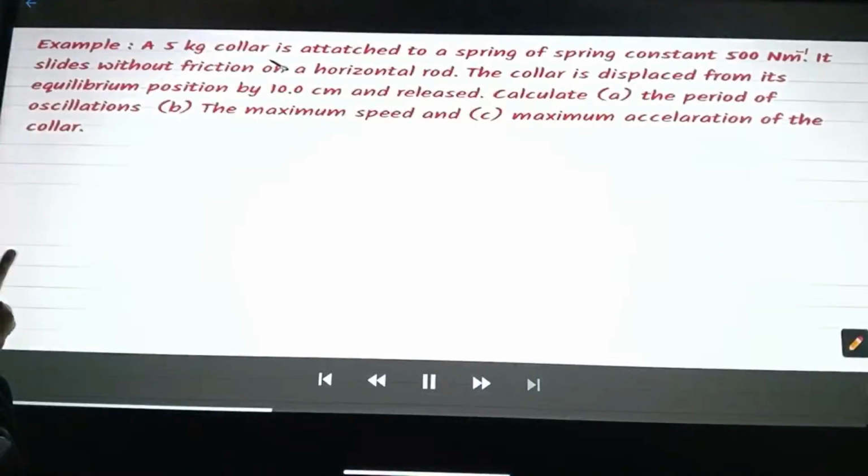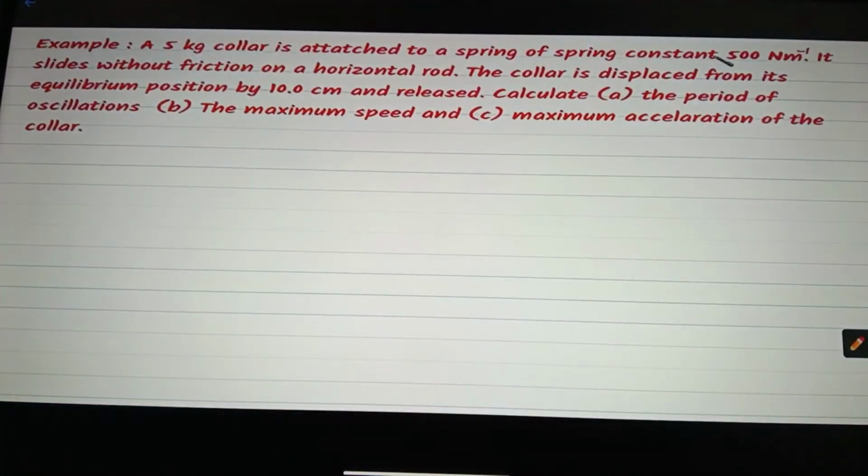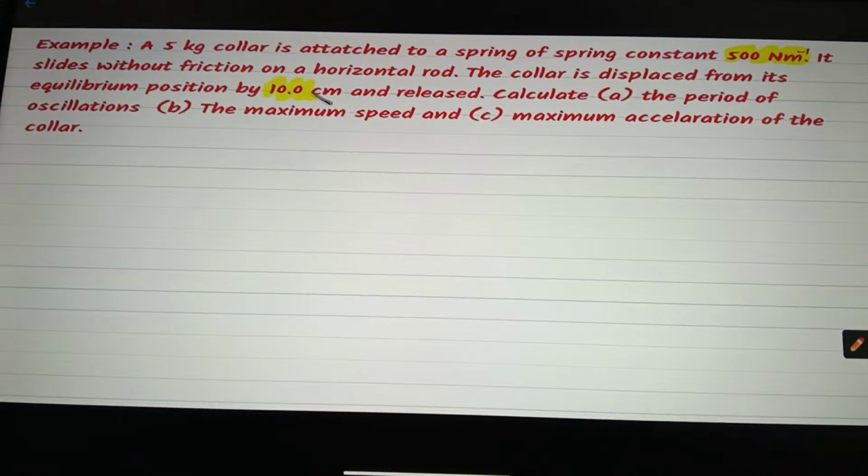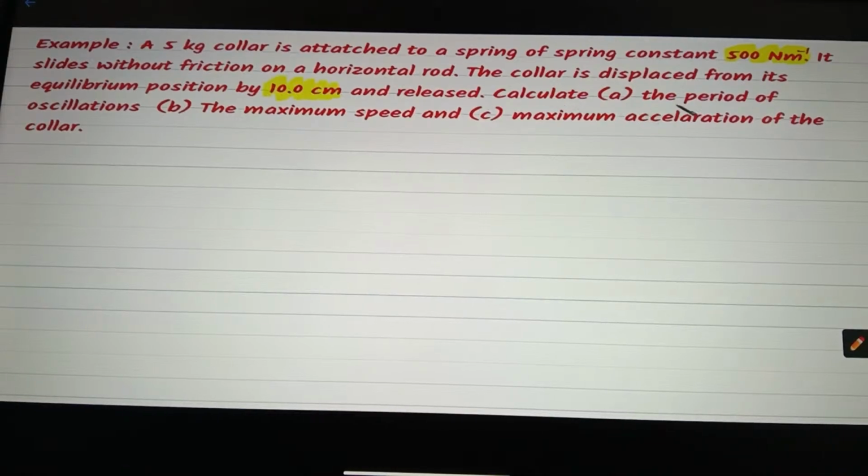Let's do this question. A 5 kg collar is attached to a spring of spring constant 500 Newton per meter. It slides without friction on a horizontal rod. The collar is displaced from its equilibrium position by 10 centimeters and released. Calculate the period of oscillations, the maximum speed and maximum acceleration of the collar.